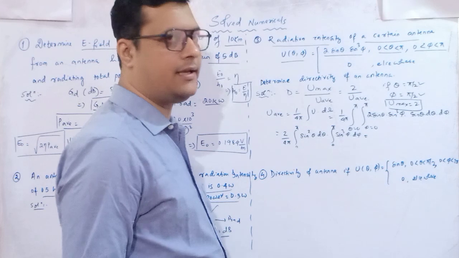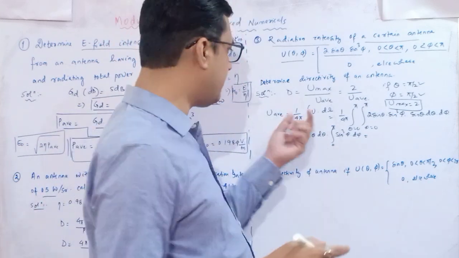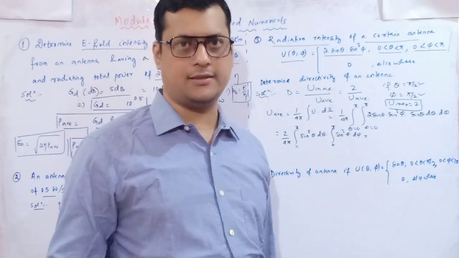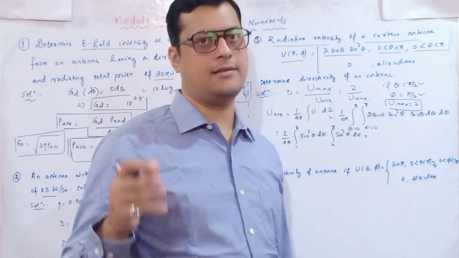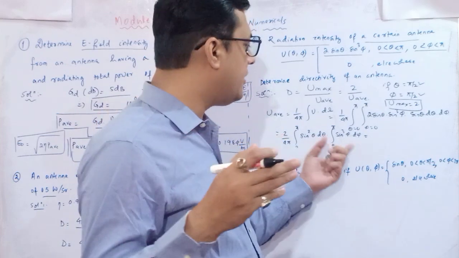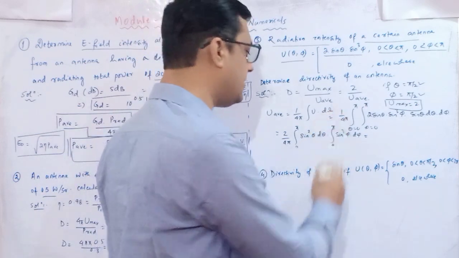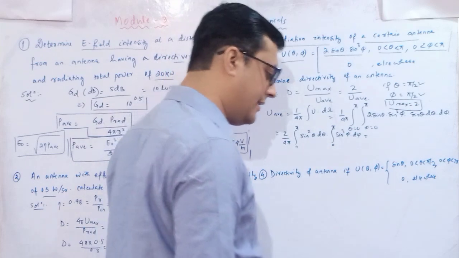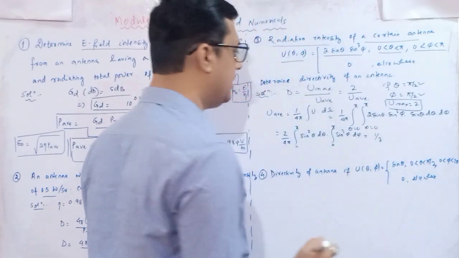Now sin square theta means 1 minus cos 2 theta divided by 2, that you substitute here. Similarly for sin cube, use the relation with respect to cos theta and substitute. It is a simple integration: sin square theta, sin cube phi. After integrating, substitute the range and you will get your average radiation intensity. That average radiation intensity you will get as around 1 by 3.